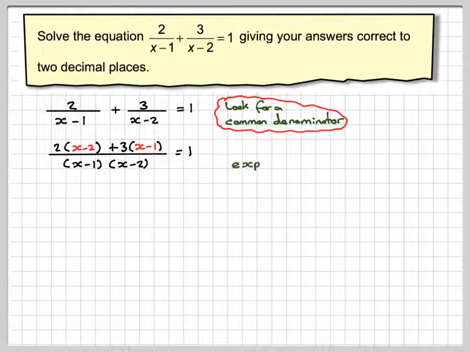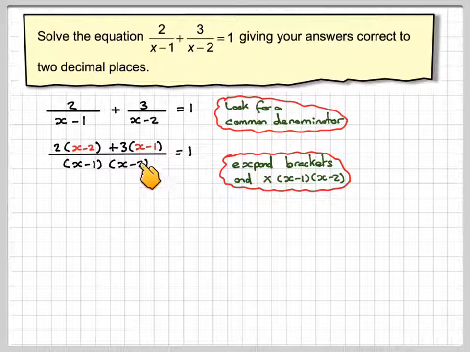Right, there are now 2 steps in the next stage. First is to expand the brackets in the numerator. And then, because this is divided by x minus 1 times x minus 2, you can multiply by x minus 1, x minus 2, and that takes it and puts it up here. Then it reduces the equation so it's not a fraction.